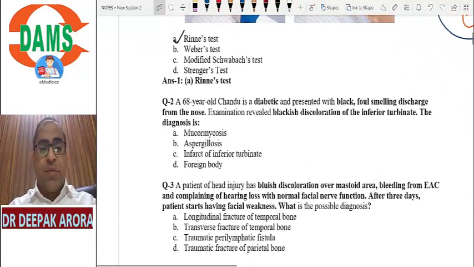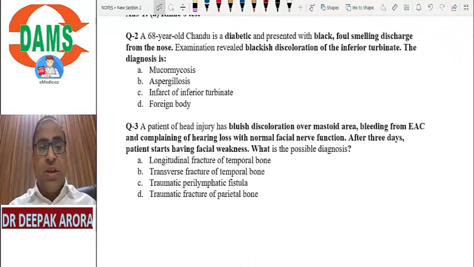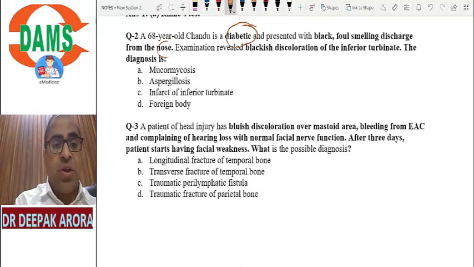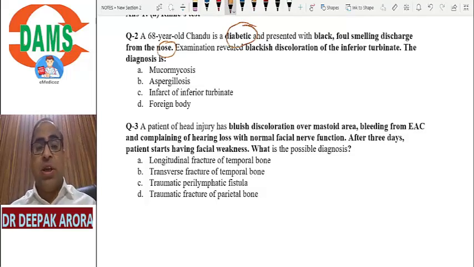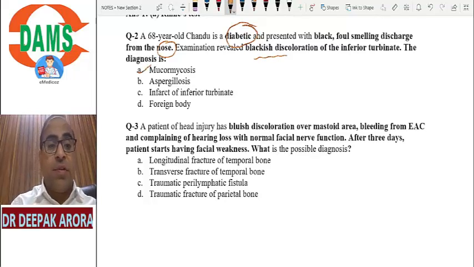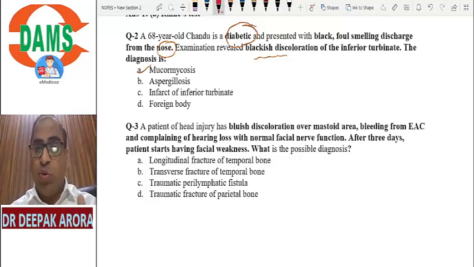Entering the next MCQ, question number 2. A 68-year-old diabetic patient with black foul-smelling discharge from the nose. So, as a student, what will you do? You will combine these two words: diabetic patient and nasal cavity. So, he is talking about mucormycosis. There is a black discoloration, evidence of necrosis. Clear? So the diagnosis in this MCQ will be mucormycosis.